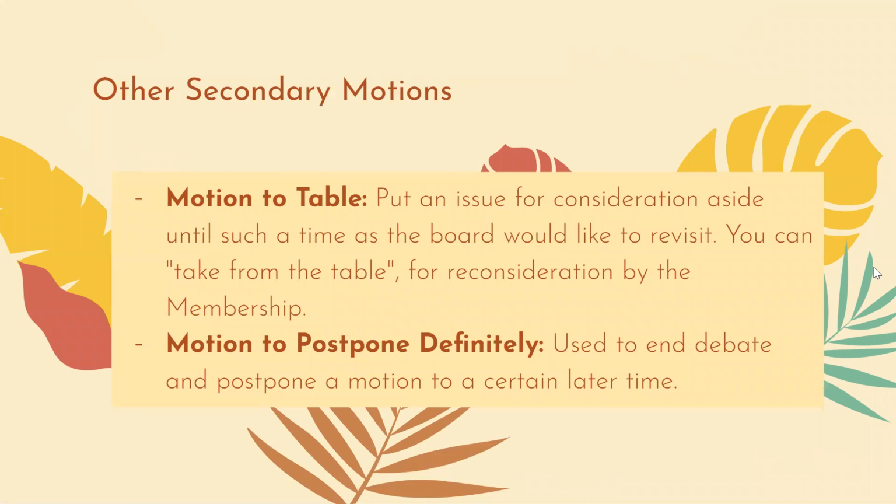So secondary motions, it's a very interesting topic, but if you're not doing a main motion, right? So there's main motions and there's secondary motions. Main motions being you're just generally moving something, but a secondary motion is a motion that typically applies to the item. So for example, you have a motion to table. This is to put an issue for consideration aside until such a time as the board would like to revisit. You can take from the table for reconsideration by the membership.